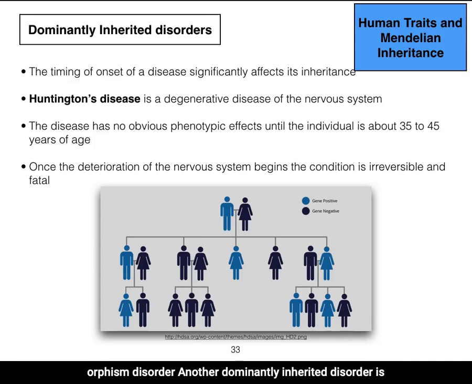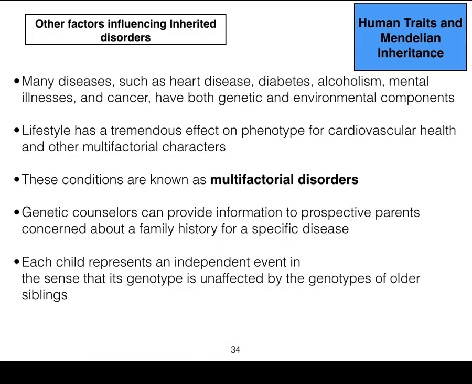Another dominantly inherited disorder is Huntington's. The timing and onset of the disease significantly affects its inheritance. Huntington's disease is a degenerative disorder of the nervous system. The disease has no obvious phenotype until about 35 to 45 years of age, meaning that individuals can be completely normal physically until they reach this age range and begin to present symptoms of the disorder. Once the deterioration begins, the condition is irreversible and often leads to mortality.